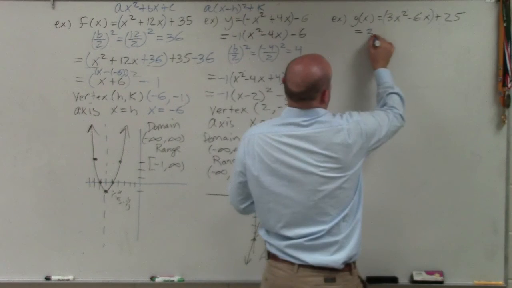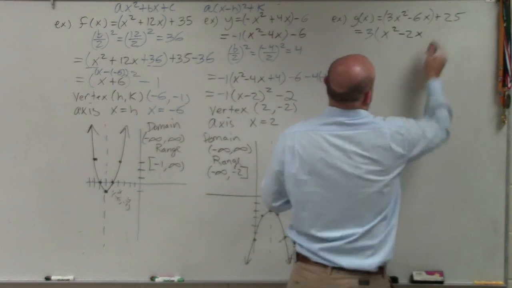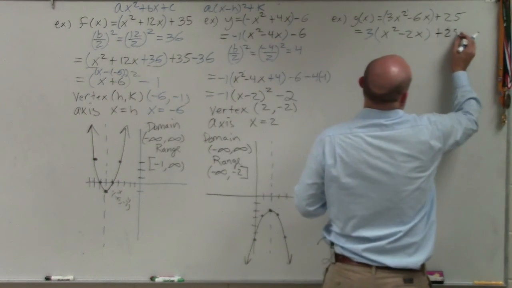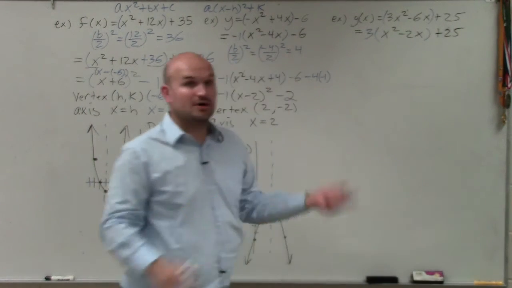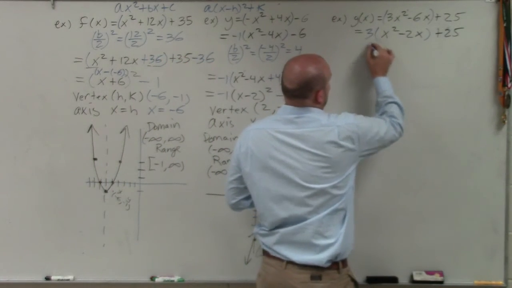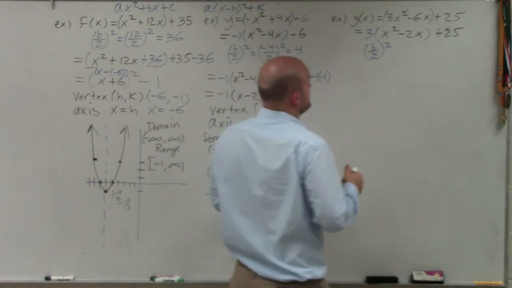So when I factor out a 3, I'm now going to be left with x squared minus 2x plus 25. OK, now I need to go ahead and complete the square. So I'm going to take my b divided by 2 and square it. So negative 2 divided by 2 is negative 1.